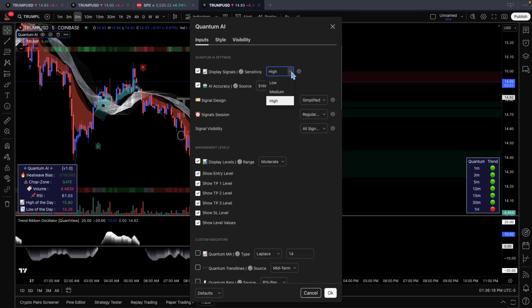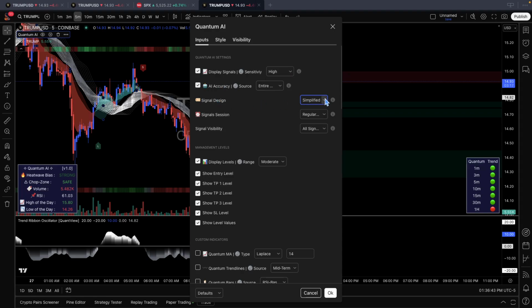Okay. Now, keep this in mind. You can change the sensitivity of it to high, low, medium, whatever you like. But if you have this AI accuracy turned on, then this isn't going to change anything. Okay. So, and I recommend keeping it on. So just keep these two checked. You don't need to do anything.